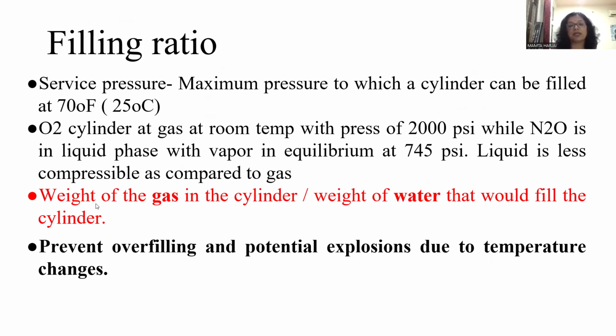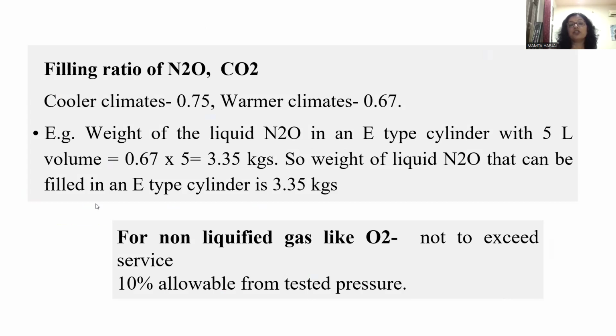Filling ratio is basically the weight of the gas in the cylinder to the weight of water that can be held by the cylinder, or the weight of water that would fill the cylinder. So this is the filling ratio. Now, the filling ratio of nitrous oxide and carbon dioxide, which are liquefied gases, is 0.75 in cooler climates. That means if a cylinder can hold 100 liters of water, 75 liters of nitrous oxide can be filled in it. In tropical climates like India, the filling ratio is 0.67.